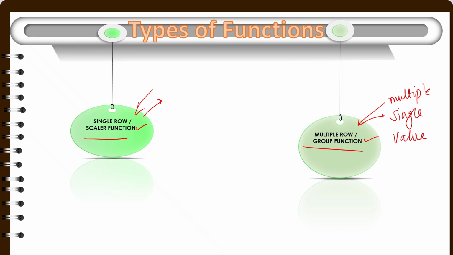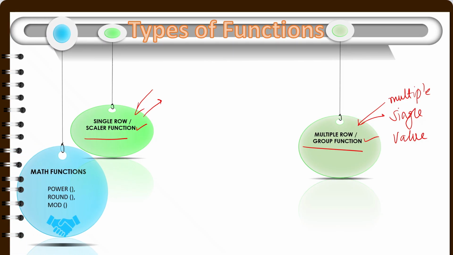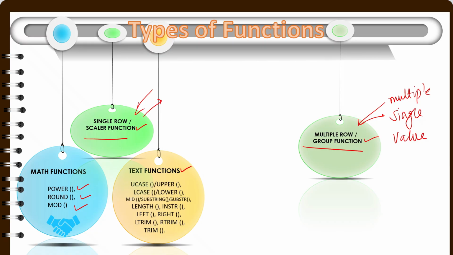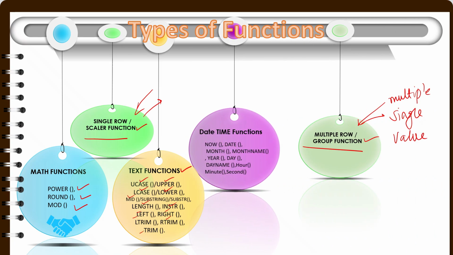Okay, so the functions that come under the category of single row functions are math functions, and math functions include power function, round function and mod function. Then second is string functions, or we call them text functions. It is UCASE, upper, same way, LCASE, lower, mid, length, INSTR, left, right, trim, LTRIM, RTRIM. So all these functions we are going to cover, and then we have single row date and time functions. In CBSE, date function is included, time is not included, but I will let you know about time functions also. So we will cover these time functions also.